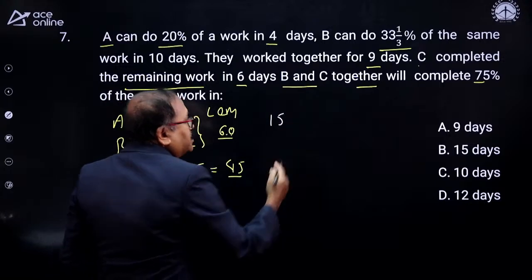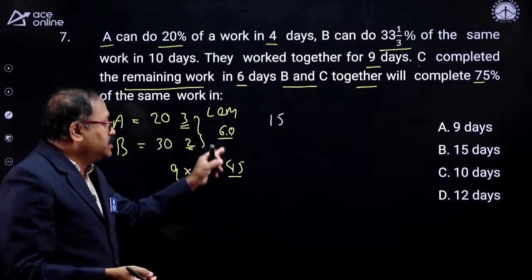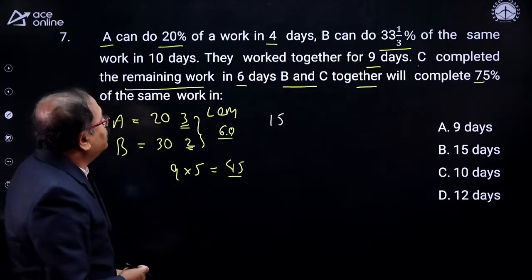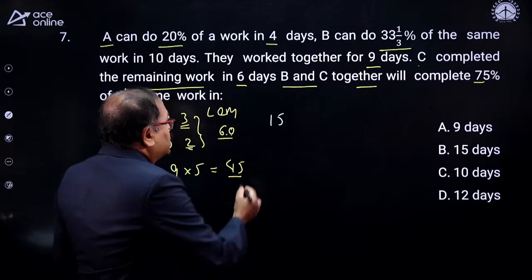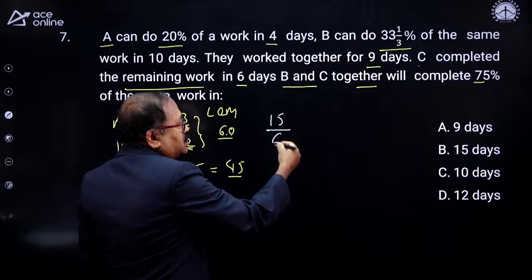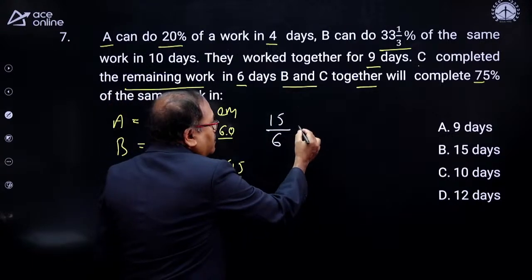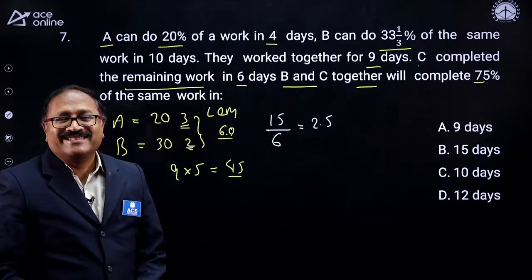I am not writing in a very bookish manner. The way we calculate in the exam, I am doing the same way. 60 minus 45 is 15 units. And C completes these 15 units in 6 days. Then what is the per day work? The per day work is 5 by 2, 2.5. So he completes 2.5 units per day.